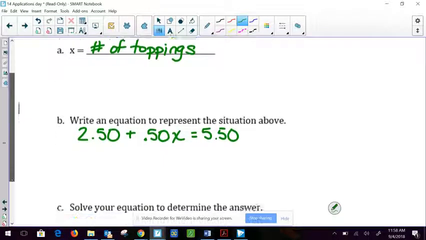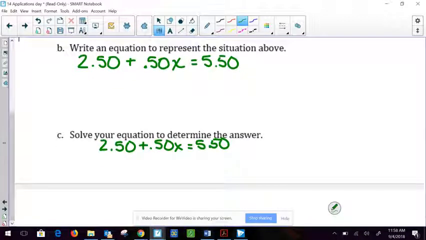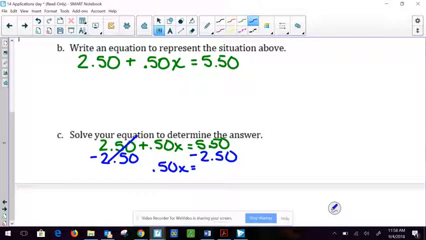Now that you have your equation set up, you go through and follow your steps to solve. I'm just going to take a moment to rewrite it down below. All of our equation solving steps remain the same. The first thing we're going to do is add or subtract. In this case, we're going to minus, you guessed it, that $2.50 over. So what's left on the left-hand side? Great job, 0.50x. And when you subtract 550 minus 250, you're left with 3. Final step, divide both sides by 0.50.